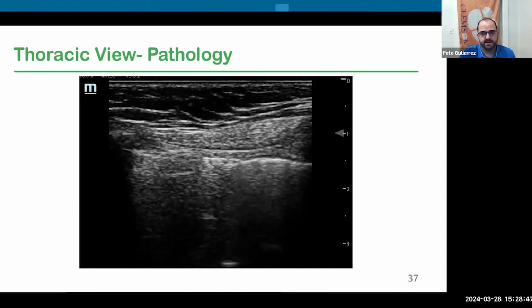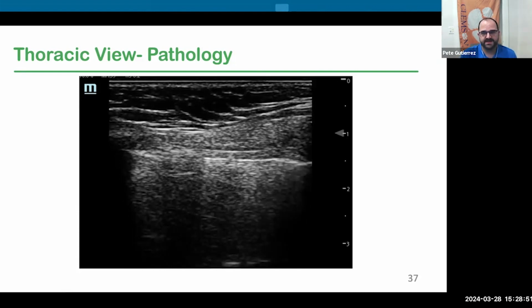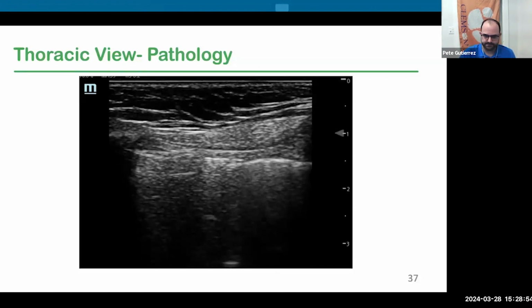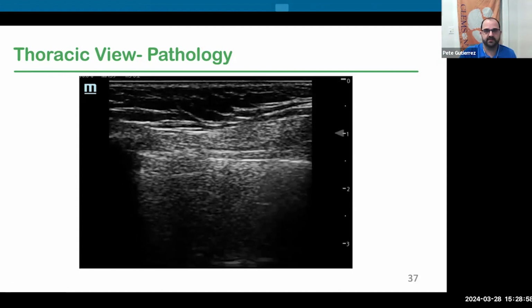Now, a lack of lung sliding is highly suggestive of a pneumothorax, but it's not pathognomonic for a pneumothorax. This finding here is pathognomonic for a pneumothorax.